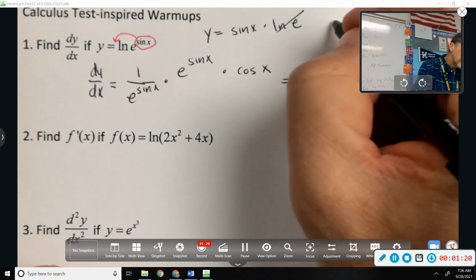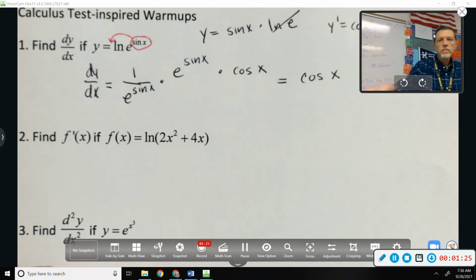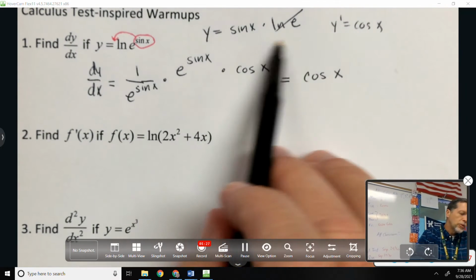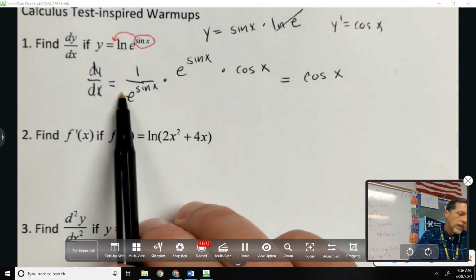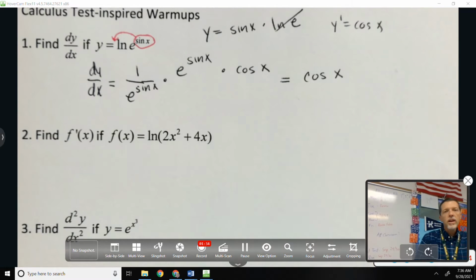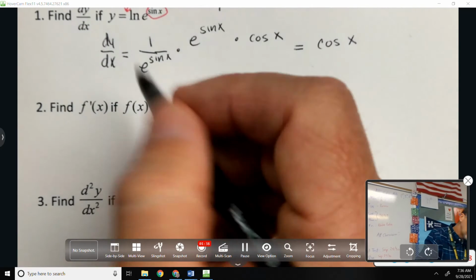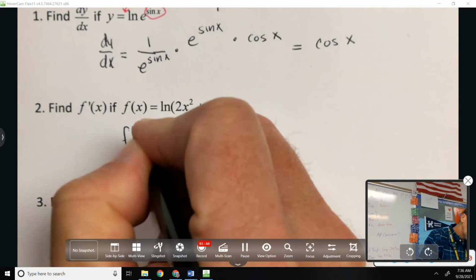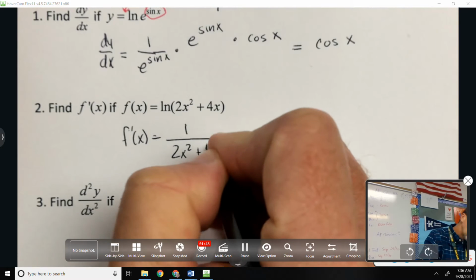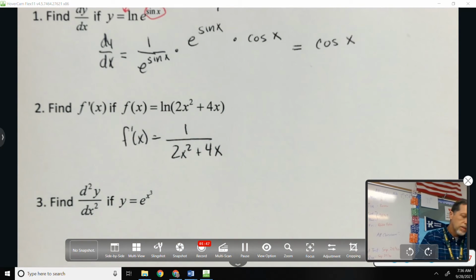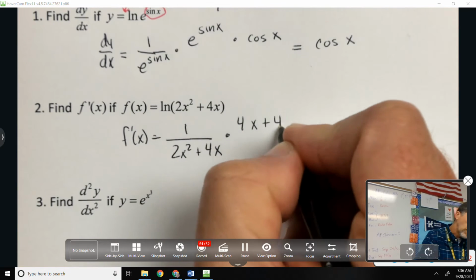So if y is sine x, then y prime is cosine x. So either way, if you do the algebra trick, I guess it's a little bit easier, but it's not that much simpler than just doing it kind of the long way. Either way, cosine x is the answer. Number 2, I hope, was an easy one. Derivative of natural log is 1 over the argument times the derivative of the argument, 4x plus 4.